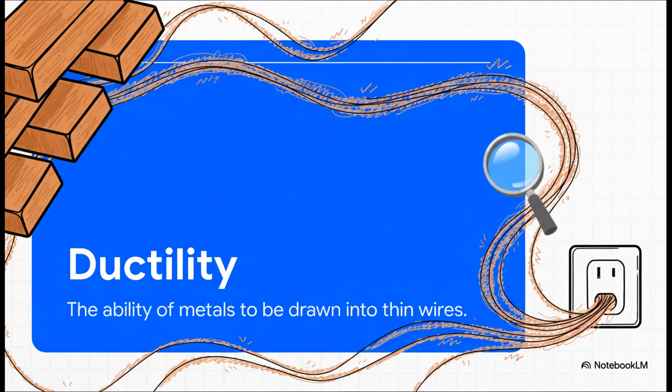Now, very similar to malleability, we have another property called ductility. This is the ability of metals to be stretched or drawn out into very thin wires. Just think about the electrical wiring in your home. Inside the plastic cover, you will find thin wires of copper. How did they make those wires? By using this property of ductility.